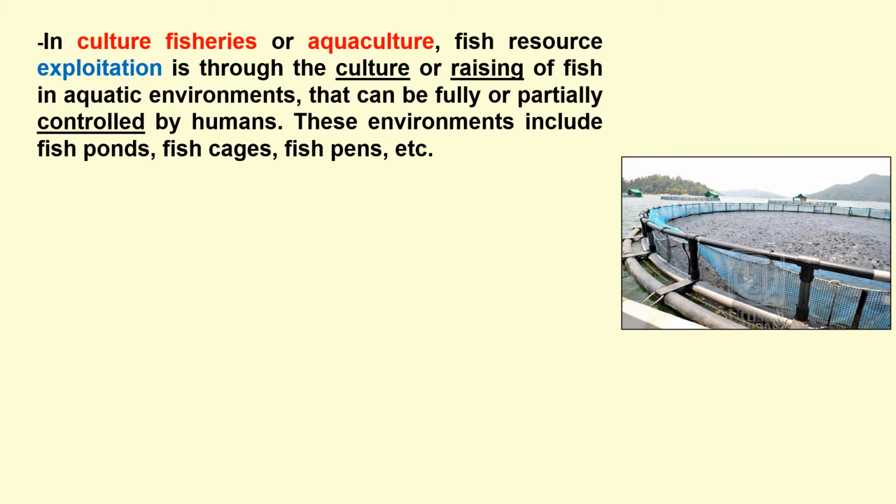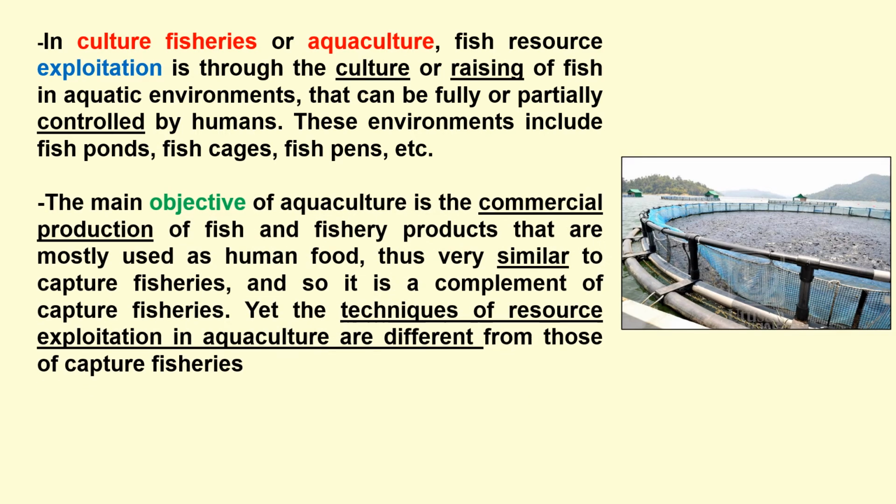Meanwhile, in culture fisheries or aquaculture, fish resources are exploited through culture or raising fish in an aquatic environment that can be fully or partially controlled by humans. This environment includes fish ponds, fish cages, fish pens, and so on. The main objective of aquaculture is the commercial production of fish and fishery products, mostly for human food.